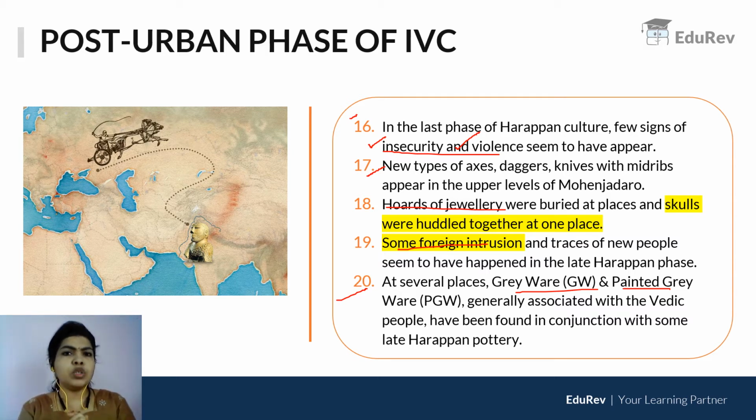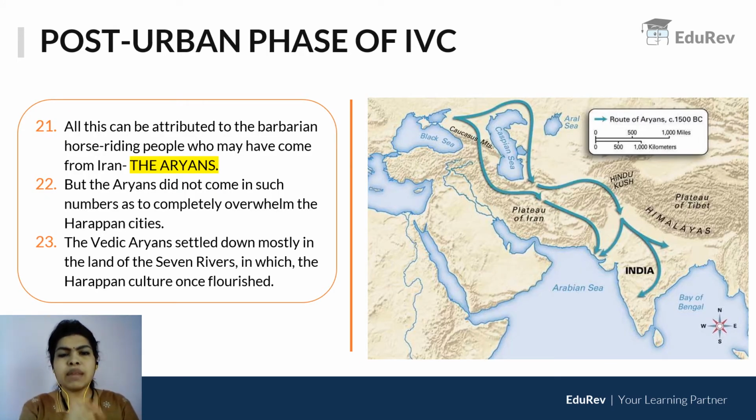Foreign intrusion has begun to take place. Why do we say that? Because of the presence of greyware and painted greyware, which appeared in the Vedic civilization or the Vedic age, and which has occurred in the post-urban phase of IVC, it shows that definitely there is some foreign intrusion. Now, this is where you have the classic invasion or the classic incoming of the Aryans. So yes, all this can be attributed to the barbarian horse-riding people who may have come from Iran, who are the Aryans.